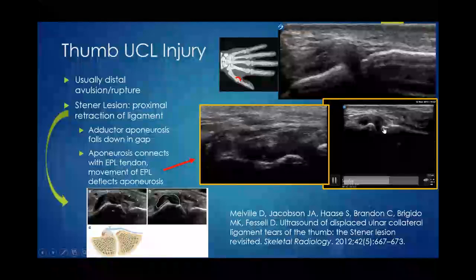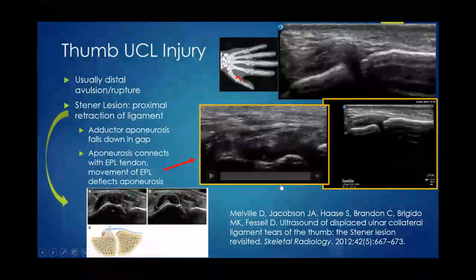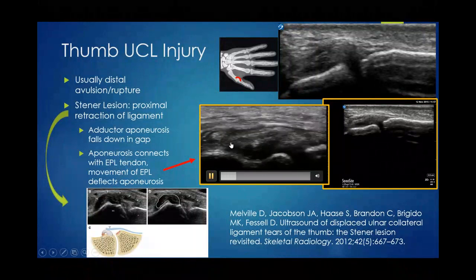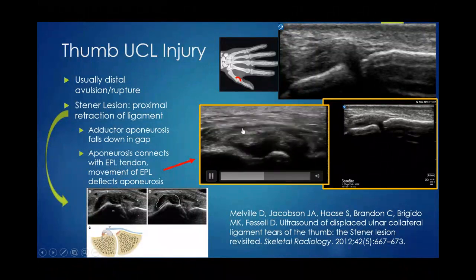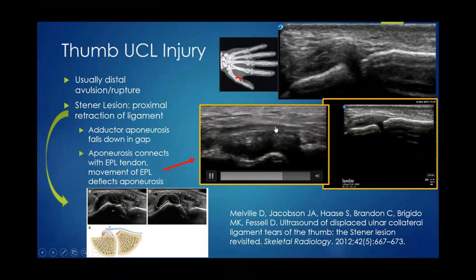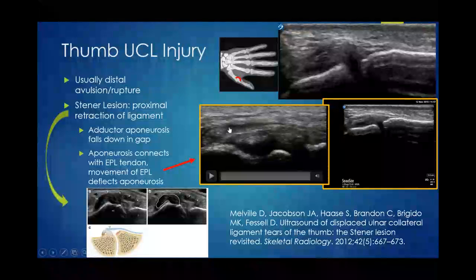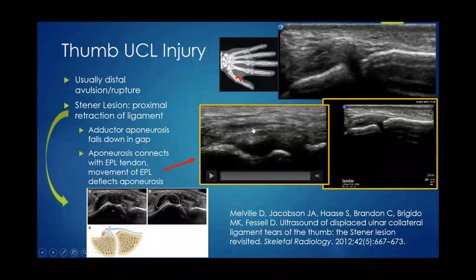Additionally, to help delineate the location of the adductor aponeurosis, you can dynamically move the aponeurosis. Here we see the metacarpal and the proximal phalanx with the ulnar collateral ligament connecting the two bones. This relatively hypoechoic structure here is the adductor aponeurosis. The aponeurosis itself connects dorsally into the extensor pollicis longus tendon.